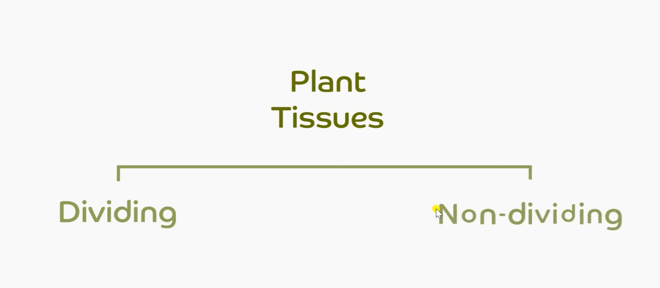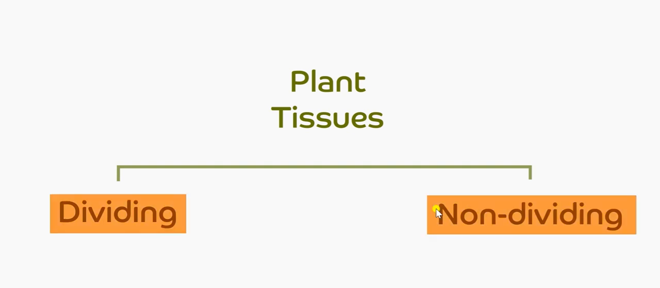Hello dear students, in our last video we studied that plant tissues are of two types. Can you name them for me? Yes, dividing and non-dividing tissues, right? Absolutely correct. Now let us look at the technical term for these tissues. In this lesson we will look at the former types of tissues.